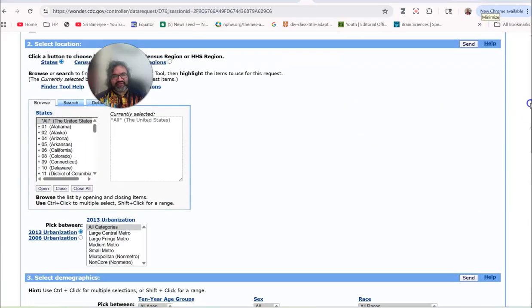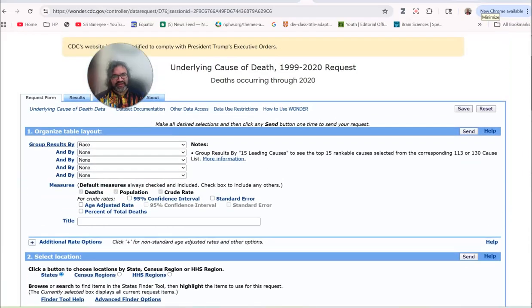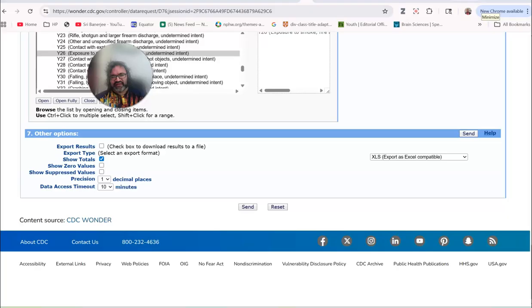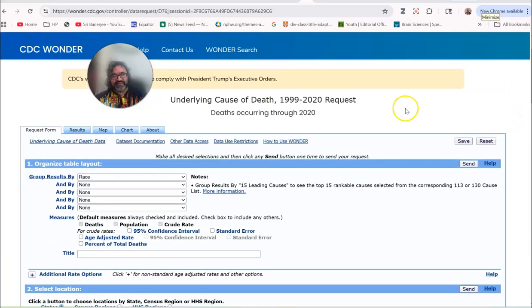I already had one, so I'm going to go ahead and look at the results. Down here, you can actually put send, and that would request the results, but I already had one, so I don't want to mess that up. And I'm going to interpret that once I see it.